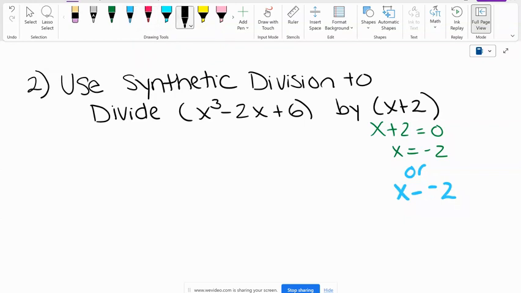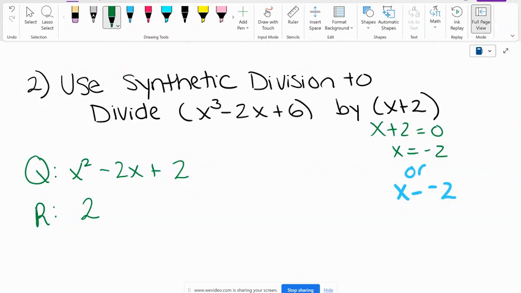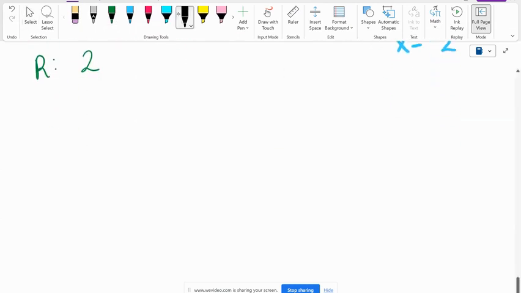All right, who has a quotient for me? What's your name? Kate? X squared minus 2x plus 2. Is that what you said? And then you said your remainder is 2. Did anybody get anything different? How many people got this? Okay, you win. All right, is it a factor? No, it's not a factor. All right, I'm going to have you try one more.